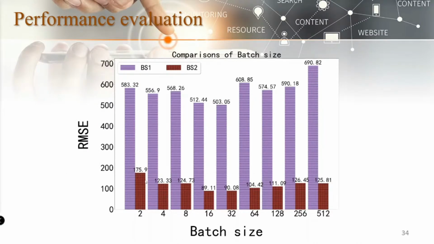The figure shows a comparison of batch size from 2 to 512. A large batch size can reduce training time and improve stability, but it will result in a decrease in the generalization ability of the model. In our experiment, the batch size is set to 32 to achieve the most accurate prediction.